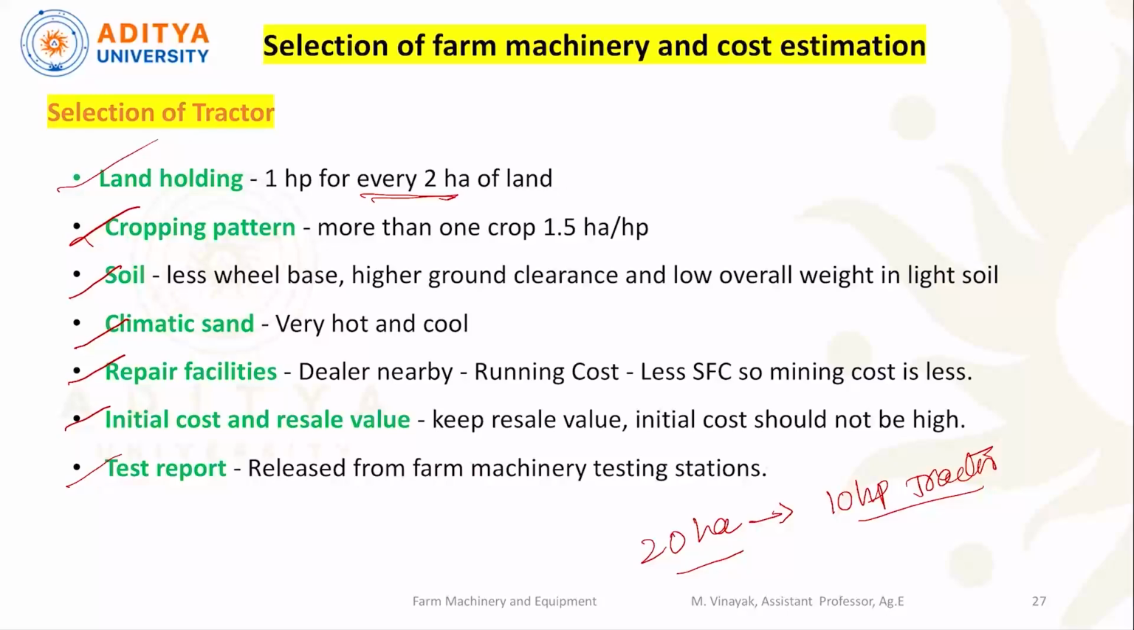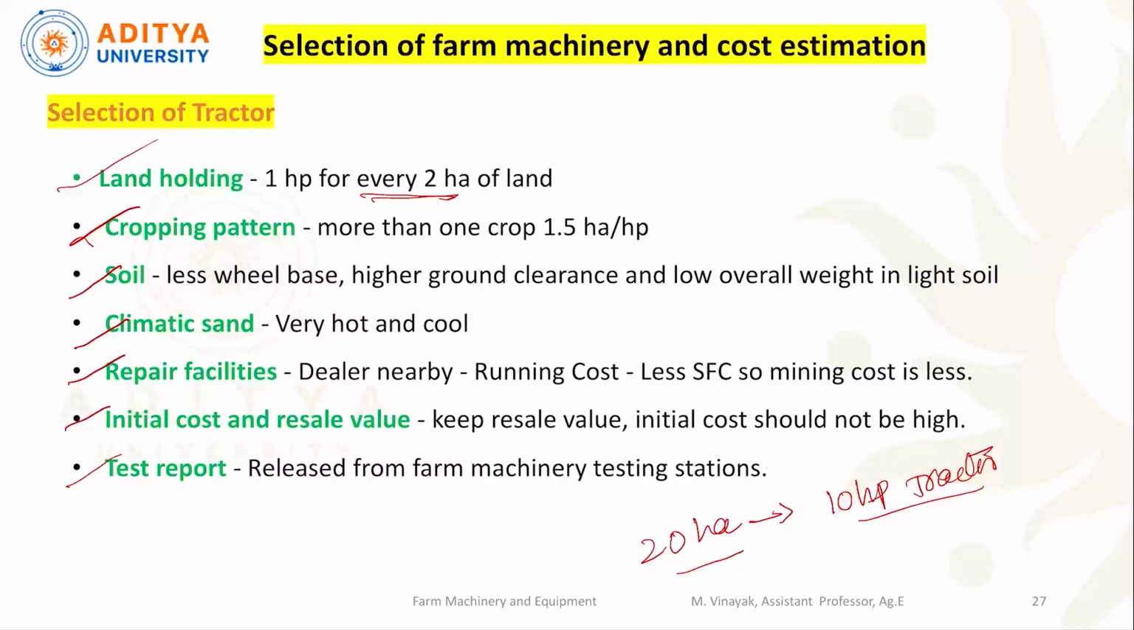For that purpose they can calculate how much land area is available in our village. Suppose 100 hectares of farm land is available in a particular village, they can go for a 50 HP tractor. The cost of a 50 HP tractor is around 10 to 11 lakhs.